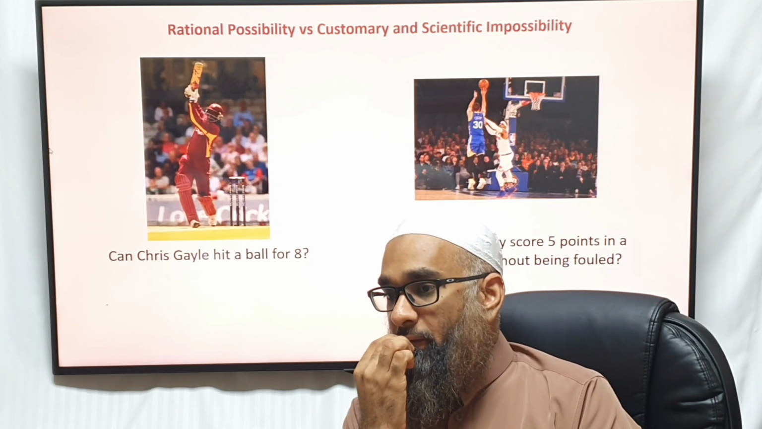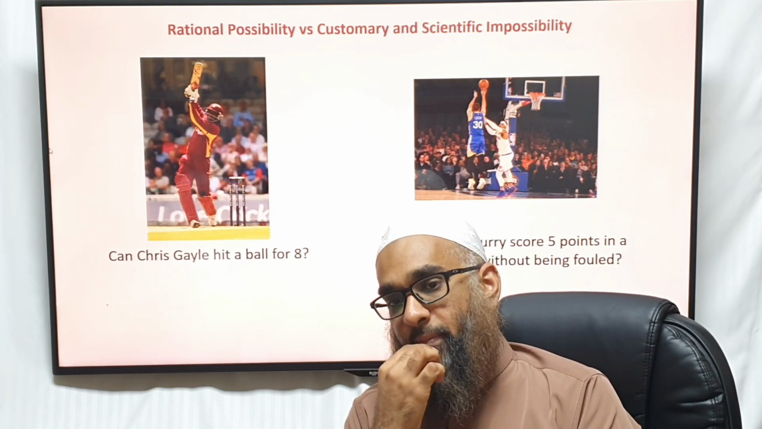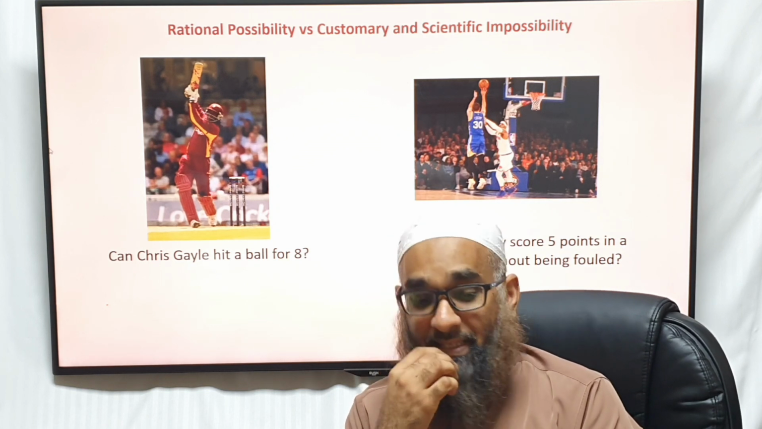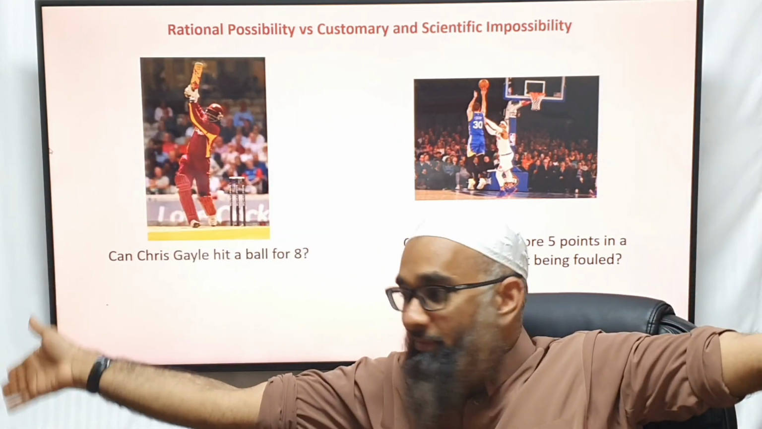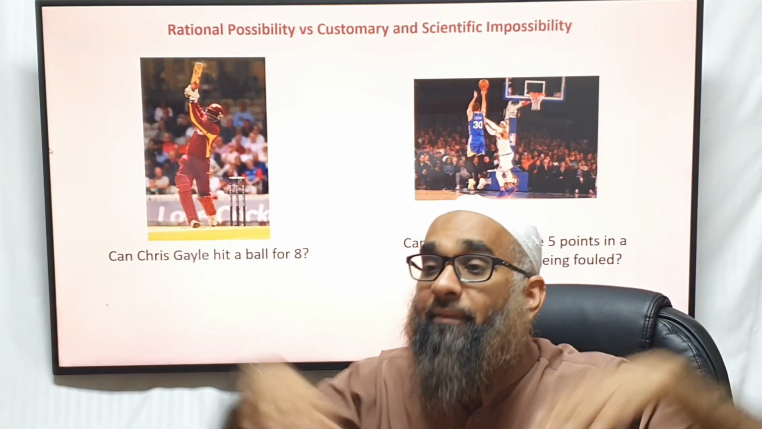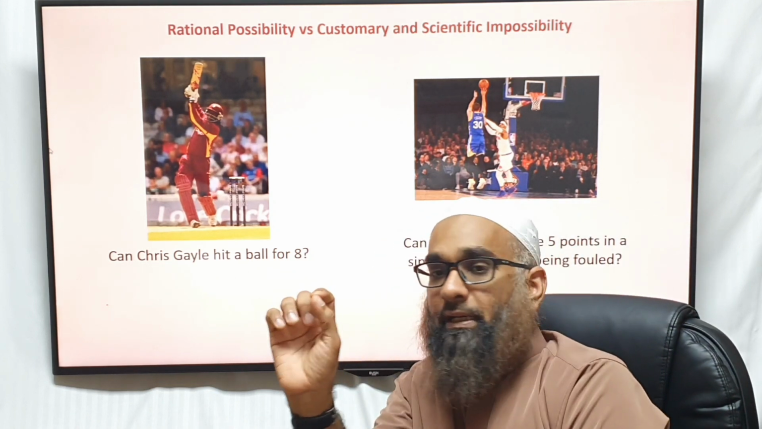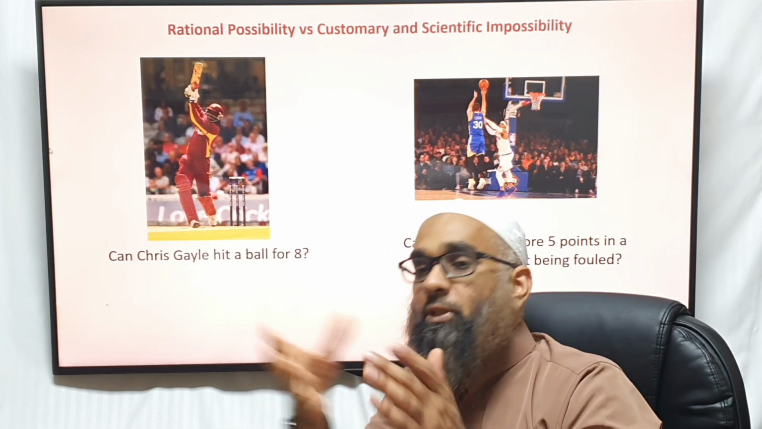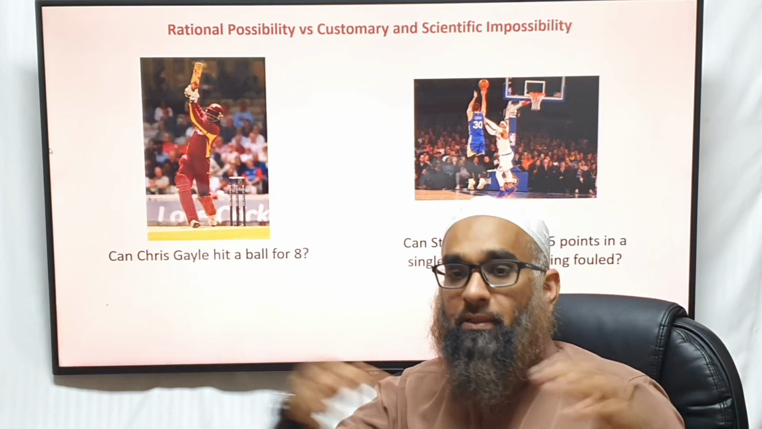A 5-pointer? Why is it not possible? Why does it not exist? 5 points doesn't exist. Can you hit a ball for 8? I don't know, 4, 6, 8, I don't know what you can have. Is there ever 8? But is it not possible that before cricket was invented, or if the rules are, let's say, rewritten, for example they say, you know what, if you hit a ball more than 100 meters, it becomes an 8.